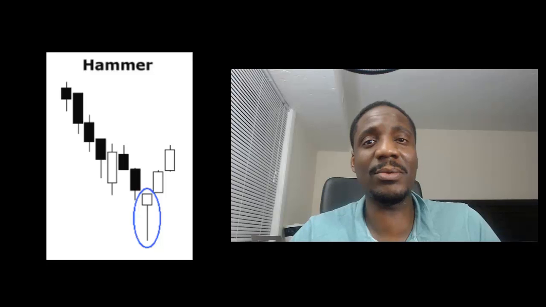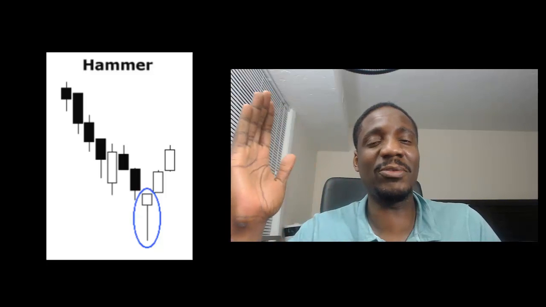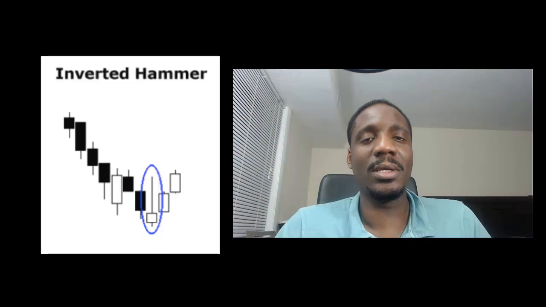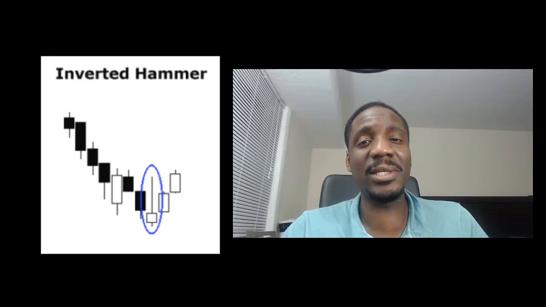The trend was going down, then you see the hammer, a confirmation bar, price going up. Sometimes you'll see a shadow at the top of the bar instead of at the bottom of the bar. This is known as an inverted hammer, but it's still an indication of the end of a downward trend.